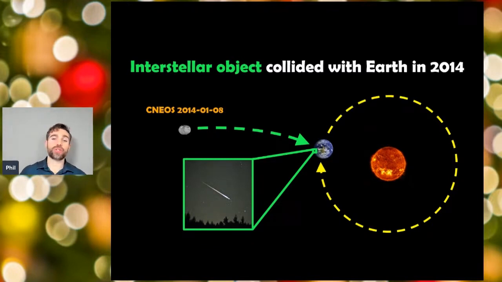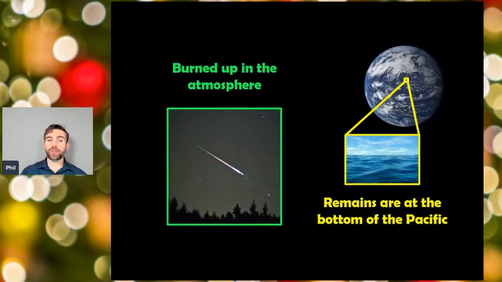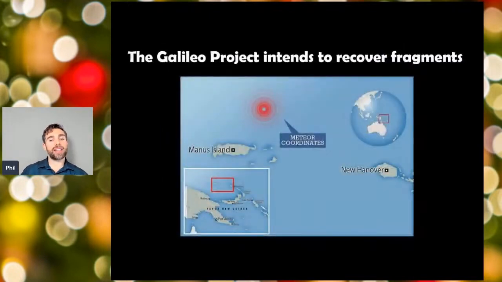So that was 2014. It burnt up in the atmosphere. But some of the remains of that are expected to be at the bottom of the Pacific Ocean. Some of the remnants fell to the bottom of the ocean because we know where it hit on the planet, we know where it came from, and we know a good amount of information to approximate where this actually occurred. And this is approximately where it happened.